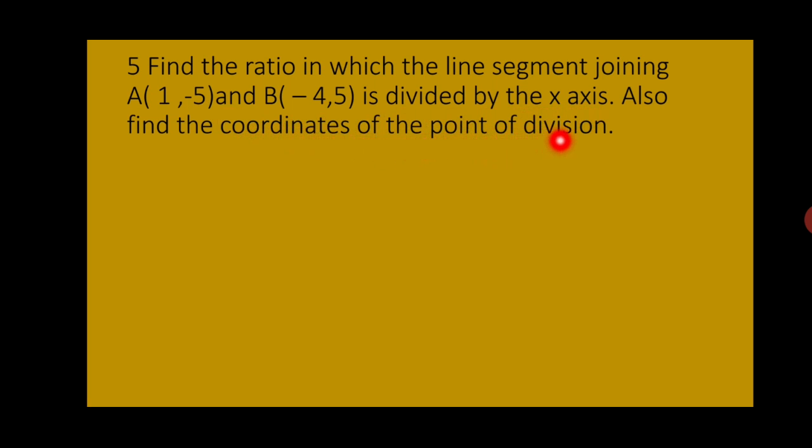Now take down question number 5. Find the ratio in which the line segment joining point A (1, -5) and point B (-4, 5) is divided by the x-axis. Also find the coordinates of the point of division. So here what are given? 2 points A and B. Coordinates of point A is (1, -5) and B is (-4, 5).